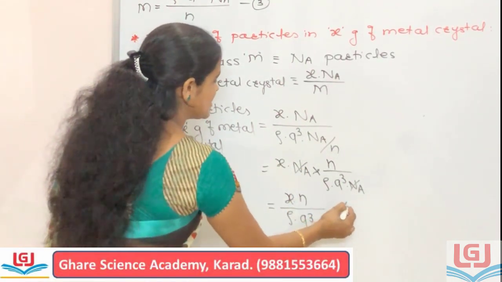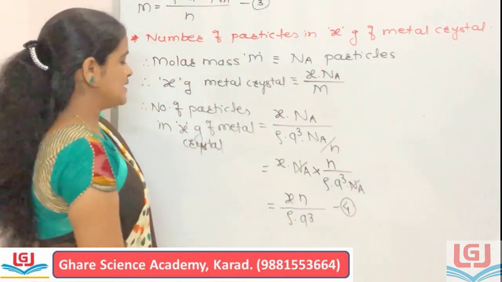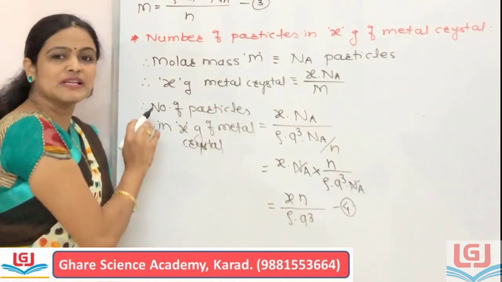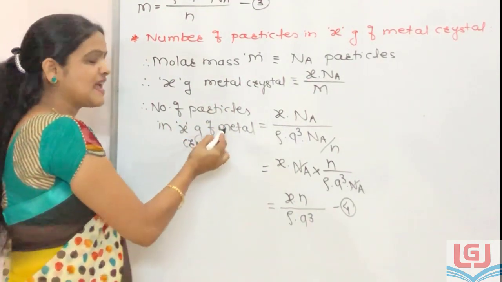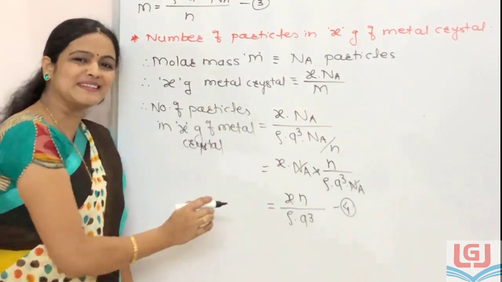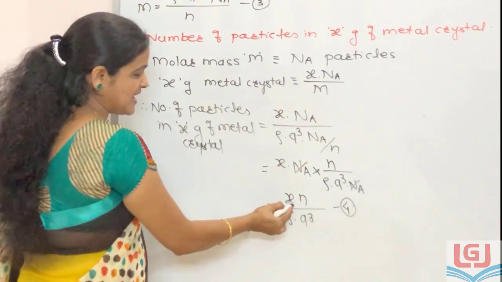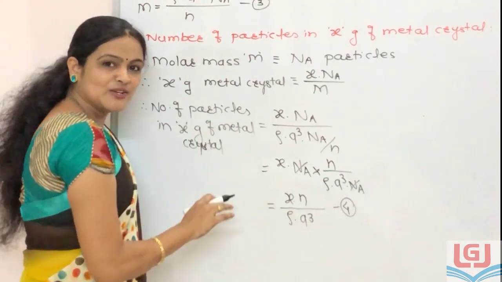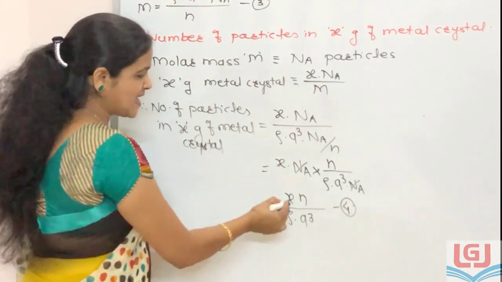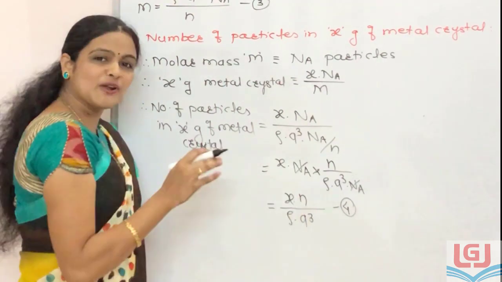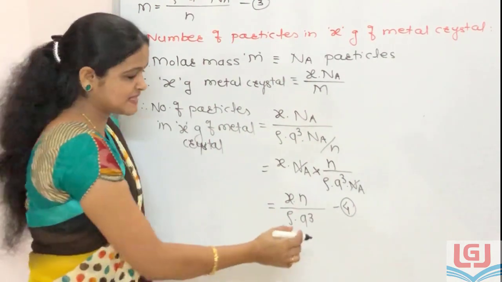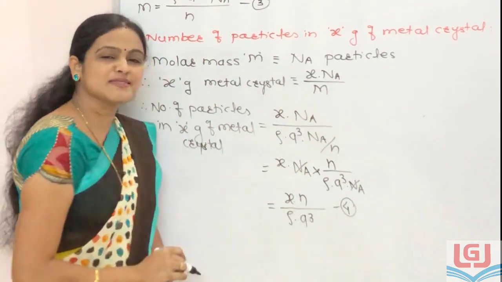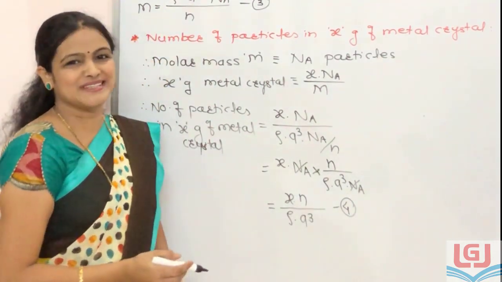It is equation 4, and this equation 4 gives us number of particles in x gram of metal crystal, where x is the mass of metal crystal in gram, n are number of particles in unit cell, rho is density of unit cell and a cube is the volume of unit cell.